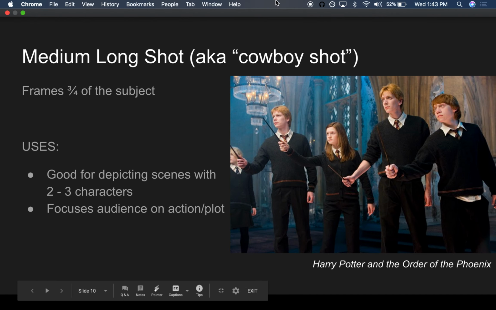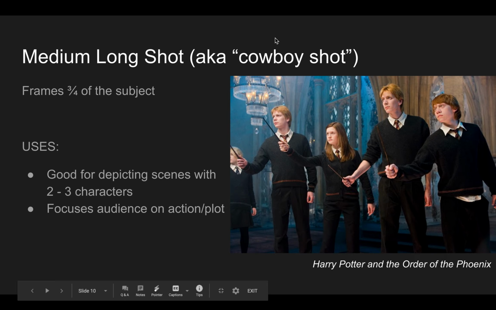Okay, next one, medium long shot, also sometimes called the cowboy shot. We'll talk about why in just a minute. So if we're starting from a long shot and we're moving closer, we get the medium long shot next. This is where the character is framed kind of only 75% of the character is framed, usually from the shin or the knees or the thighs up.